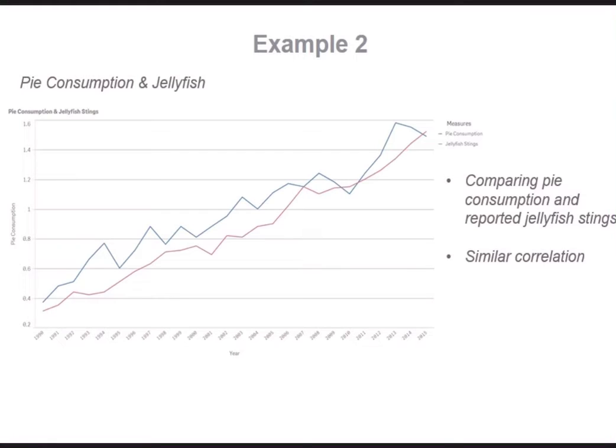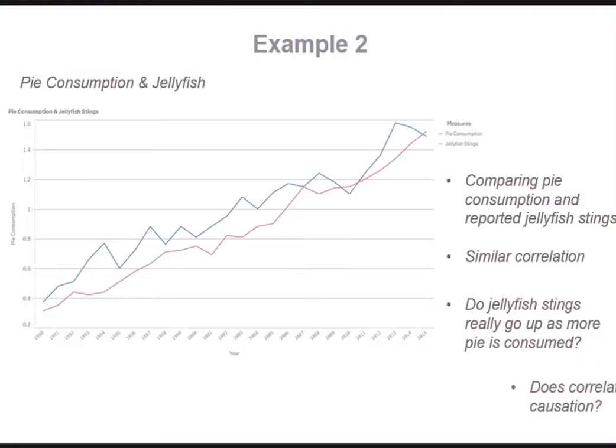But with that in mind, are we really saying that as pie consumption per person has increased in the United States, this has caused an increase in jellyfish stings? Well, of course that sounds silly because it likely is. Herein lies a major problem within the concepts of correlation and causation, making the assumption that correlation equals causation.